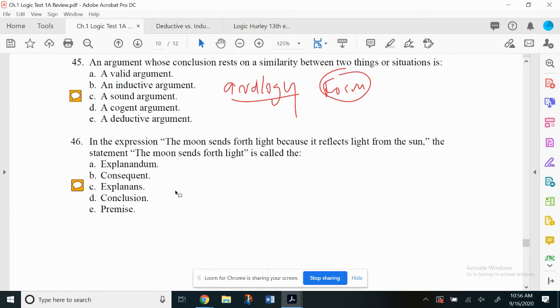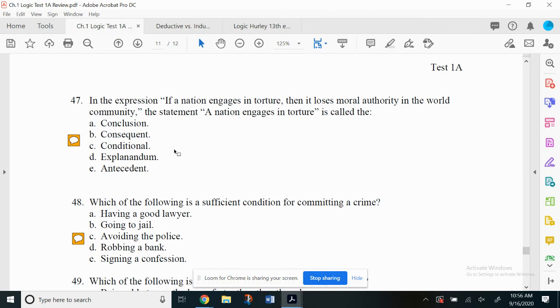47. And the expression, blah, blah, blah. What are we looking for? You can push pause. Okay, we're back. 47 is E, antecedent. So when you have an if, and you have a then, a nation engages in torture, you can look. Anything preceding the if will always be an antecedent. Anything following the then is always a consequent. Go back and look at that section.